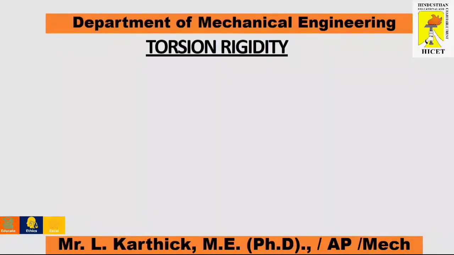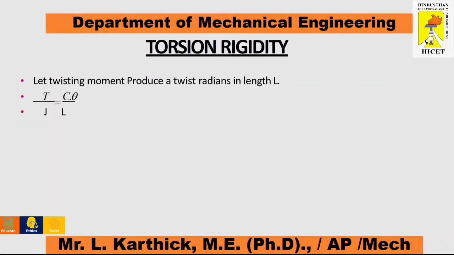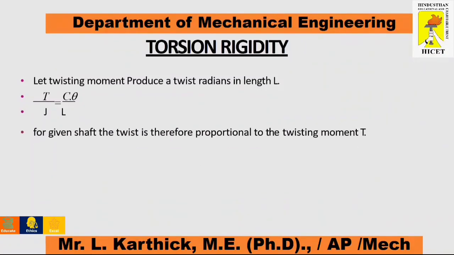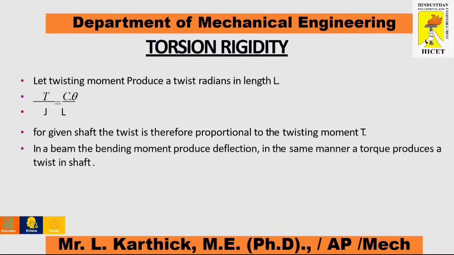Moving on to torsional rigidity. The twisting moment will produce a twist. The twist is calculated in radians and the length is L. So the equation is T by J equal to G theta by L, which we all know. T equal to torque, J equal to polar moment of inertia, G is the modulus of rigidity, theta is the angle of twist, and L equal to length. For the given shaft, the twist is therefore proportional to the twisting moment T.